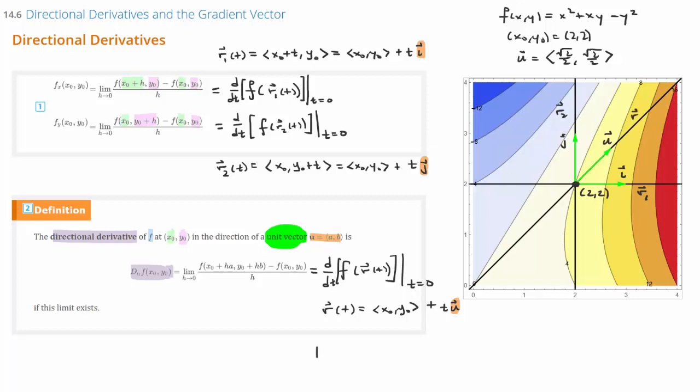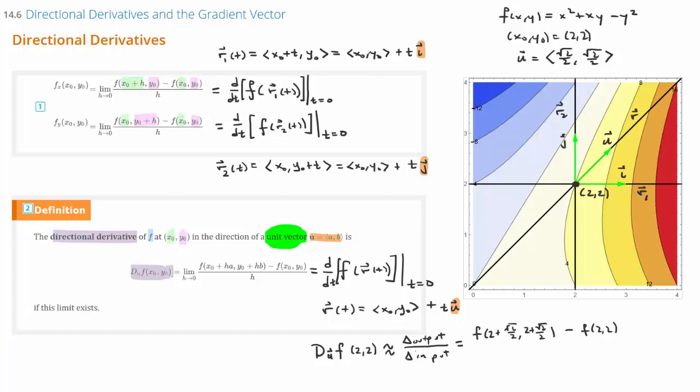What the directional derivative in the direction of u of f at the point (2, 2) is meant to represent is approximately the change in output divided by the change in input. What I mean exactly is the following. Our output ends up at f of 2 plus root 2 over 2, 2 plus root 2 over 2, and it started at f of (2, 2).